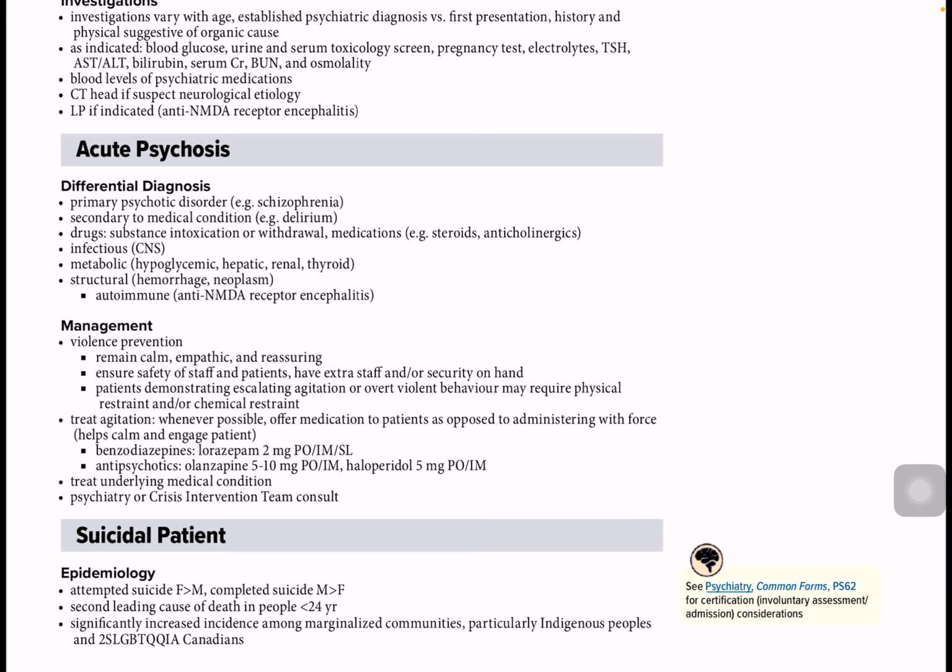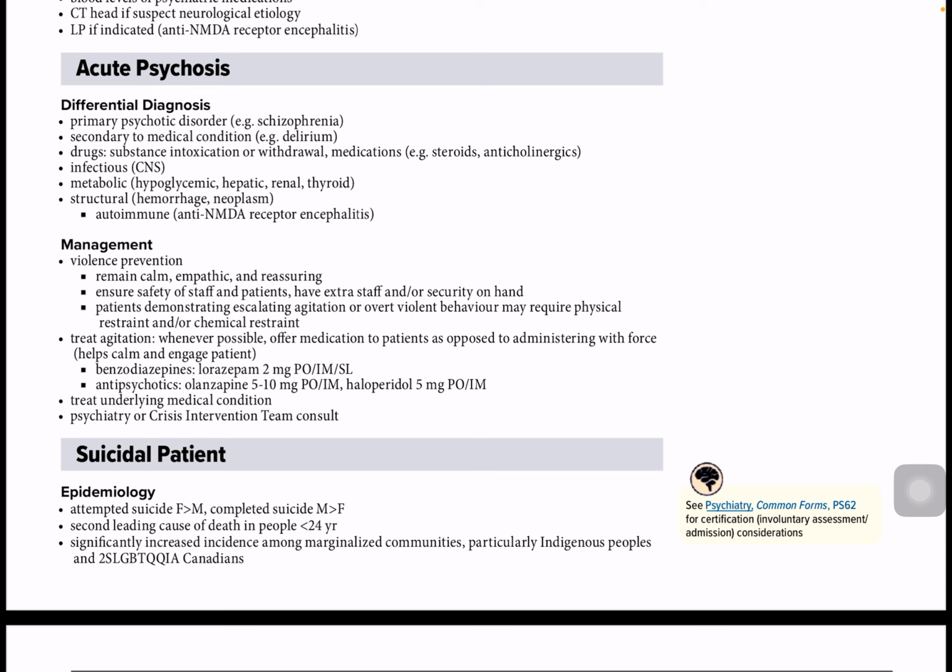How would you manage the patient in ER? Number one is violence prevention. A patient with psychosis could be violent, so remain calm, empathic, reassuring. Ensure safety of staff and patient and have extra staff and security on hand. First thing is your staff security, and then the patient's security. A patient demonstrating escalating agitation or overt violent behavior may require physical restraining or chemical restraining. So if the patient is violent, you have given medication and he's still violent, you need physical or chemical restraining. Treat agitation. Whenever possible, offer medication to the patient as opposed to administering with force.